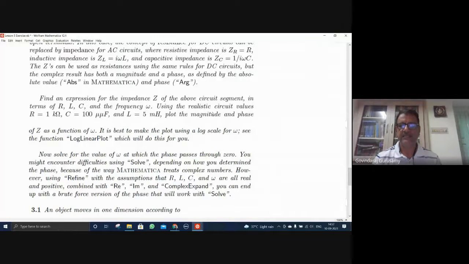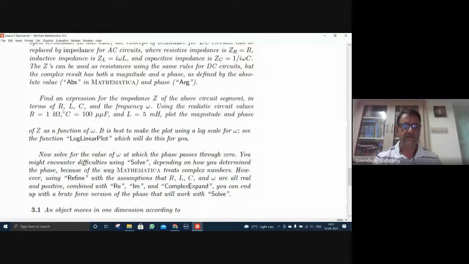Using realistic circuit values, for example, R is 1 kilo ohm. Okay, please note 1 kilo ohm means 1 into 10 power 3 ohm. C is 100 microfarad. So don't miss this one, otherwise you'll have a wrong result. 100 microfarad, which means 100 picofarad.